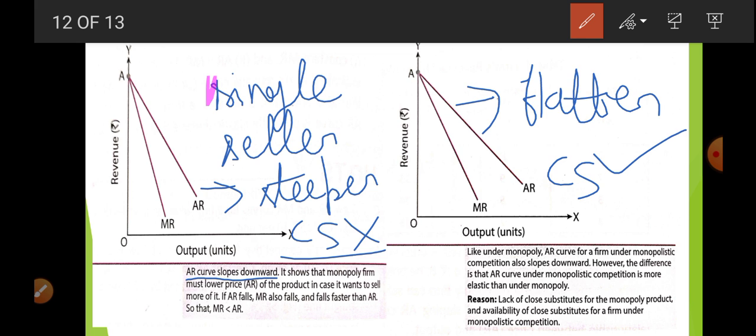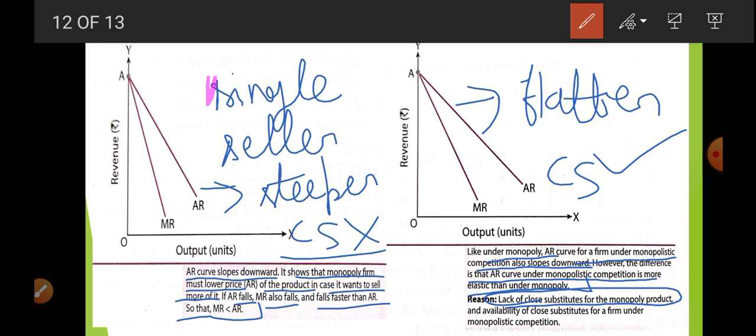The AR curve slopes downward. It shows the monopoly firm must lower the price of the product if it wants to sell more of it. AR falls, MR also falls faster than AR. Like monopoly, the AR curve under monopolistic competition also slopes downward. The difference is that the AR curve under monopolistic competition is more elastic than under monopoly. The reason is the lack of close substitutes in monopoly and the availability of close substitutes under monopolistic competition. That is the difference that you have to keep in mind.